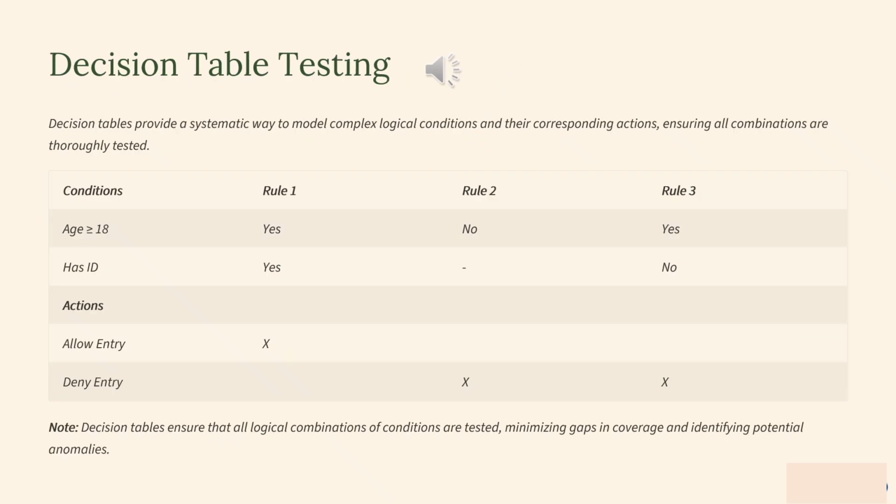Decision table testing is a technique used to represent complex logical conditions in a structured table format. This lists all possible combinations of conditions and the corresponding actions. For example, conditions like age and ID availability determine whether entry is allowed or denied. This technique ensures that every possible logical combination is tested.